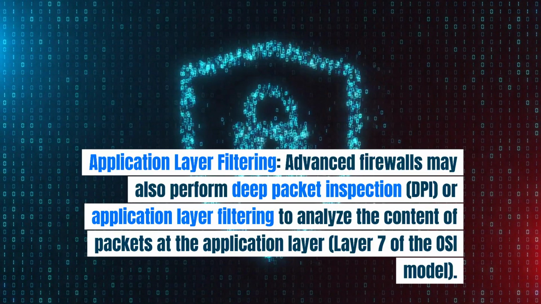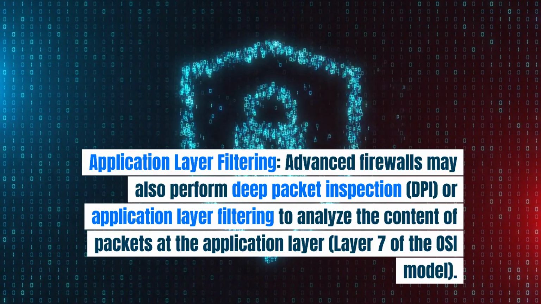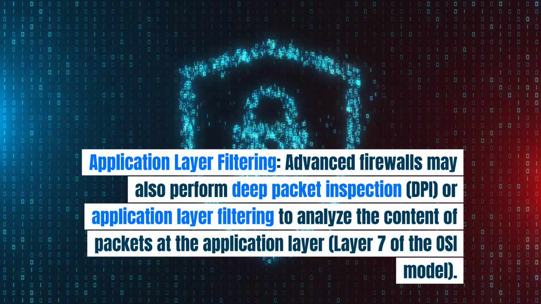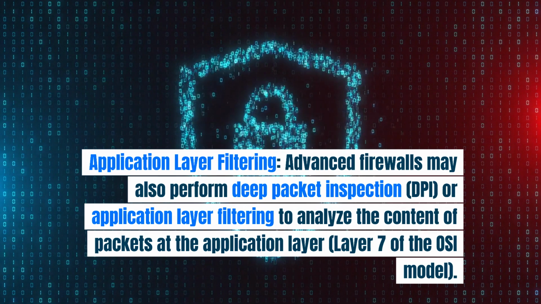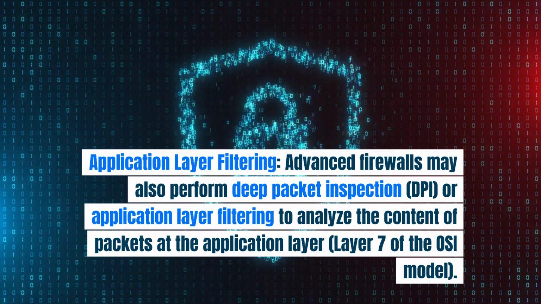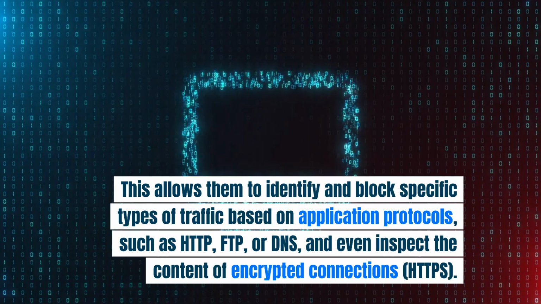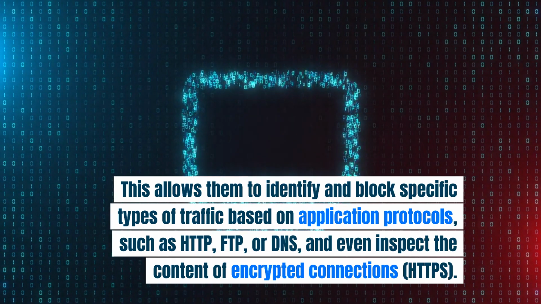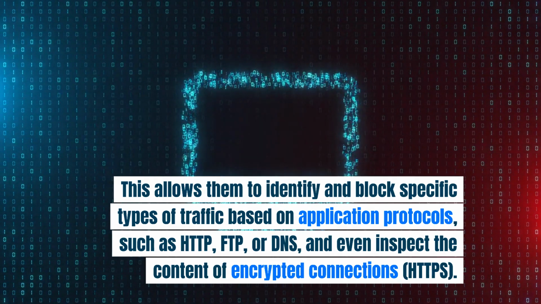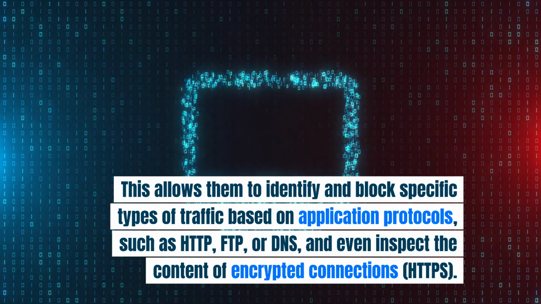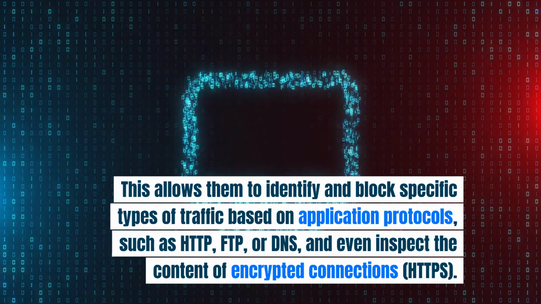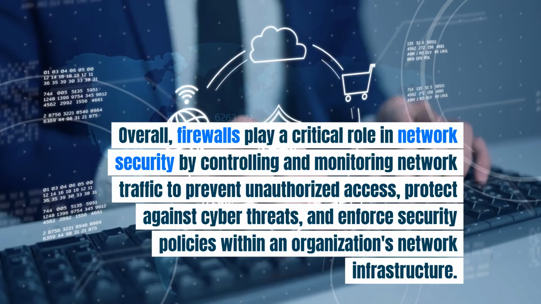Application layer filtering. Advanced firewalls may also perform deep packet inspection, DPI, or application layer filtering to analyze the content of packets at the application layer, layer 7 of the OSI model. This allows them to identify and block specific types of traffic based on application protocols such as HTTP, FTP, or DNS, and even inspect the content of encrypted connections, HTTPS.